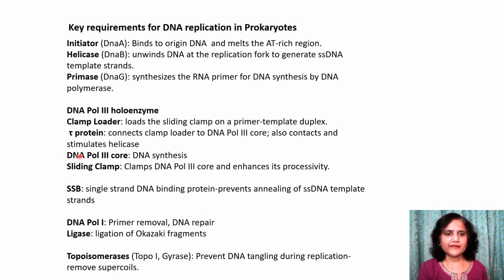The DNA polymerase III core enzyme, which is of course required for DNA synthesis, and in the holoenzyme there are 3 copies of this, and a sliding clamp which clamps the DNA polymerase III core onto the DNA, and it enhances its processivity, so it ensures that it doesn't fall off and diffuse away. So this helps in maintaining the efficiency and speed of progression of DNA synthesis.